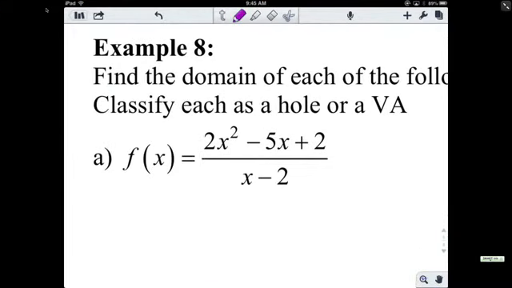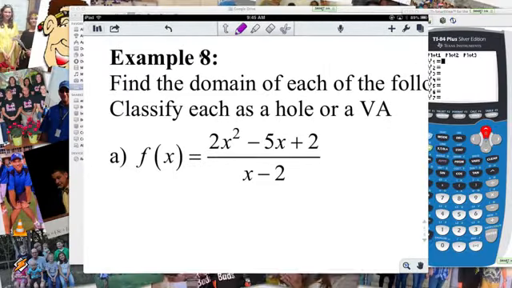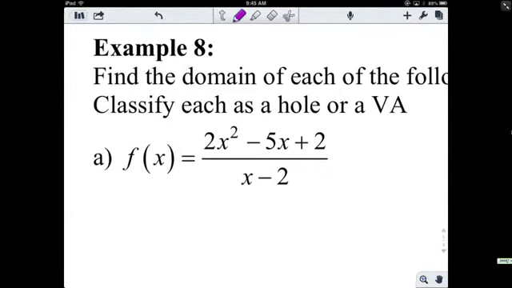All right, let's go over these. Example 8. I don't know if we got exactly to example 8 yesterday, but that's where we're going to start today, and then we'll backtrack if we need to. So we have this function here.